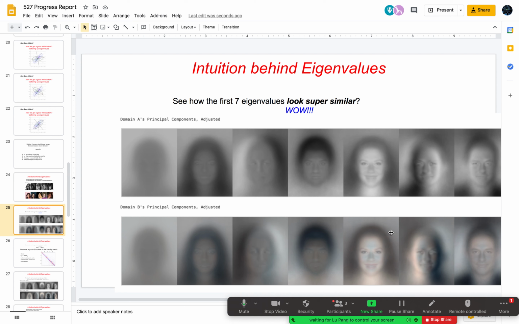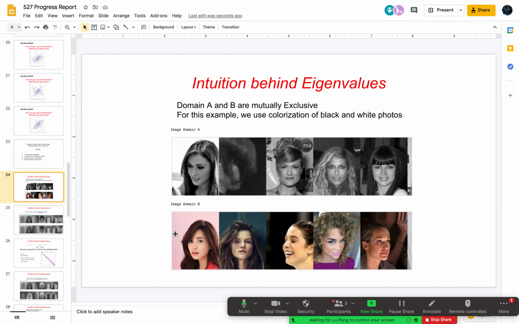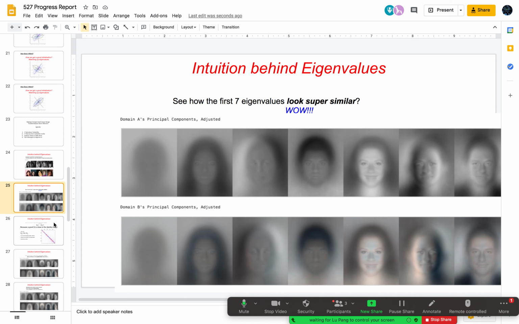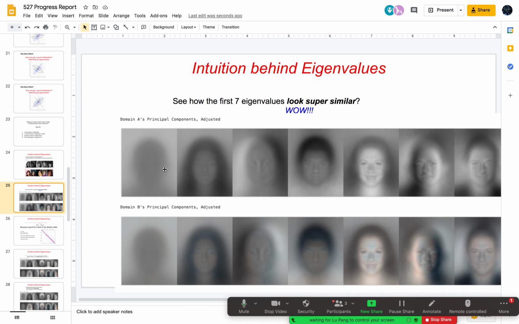These have slight amounts of color, whereas these are completely black and white. And these are both, by the way, from mutually exclusive image domains, which is surprising because these eigenvalues look surprisingly similar. This is why we're able to translate from one domain to another, and as it turns out, Q is usually close to the identity matrix, which makes sense considering how close these components are to each other.